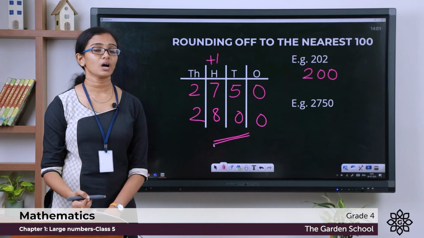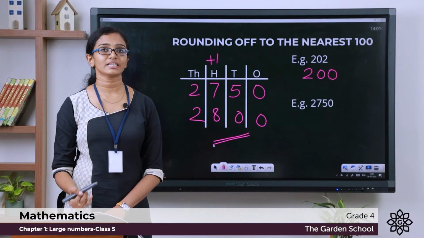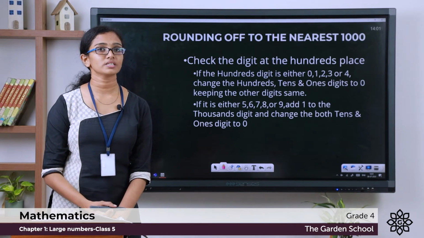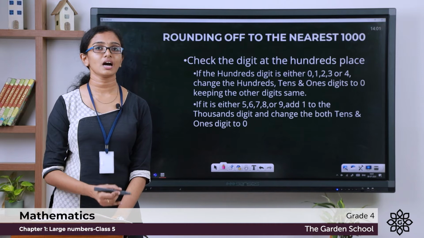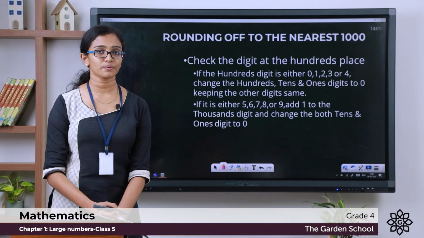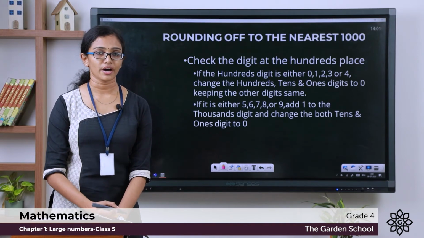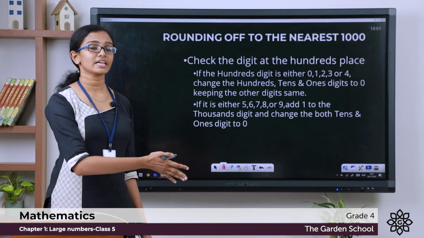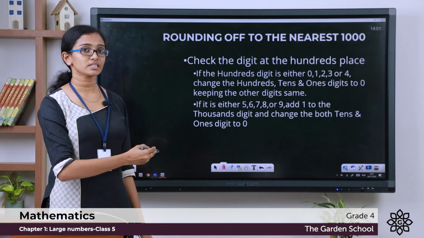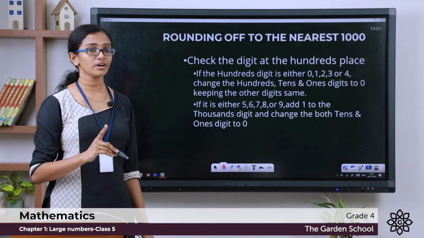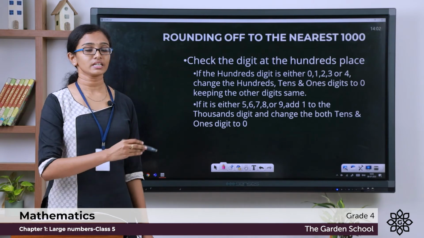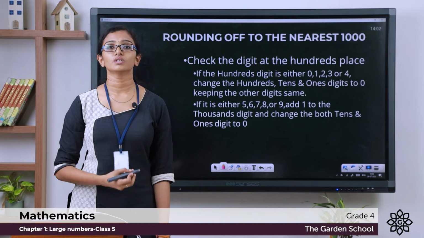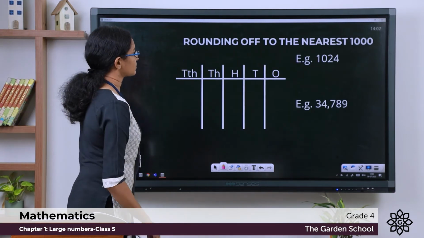Now let's see how we can round off a number to the nearest 1000. When you are rounding off to the nearest 1000, the rounding digit is the thousands digit and we have to check the digit in the hundreds place. If the hundreds digit is less than 5, change the hundreds, tens and ones digits to zeros and keep the other digits same. If the hundreds digit is 5 or more than 5, add 1 to the thousands digit and change the hundreds, tens and ones places to zeros. Let's see that with examples.